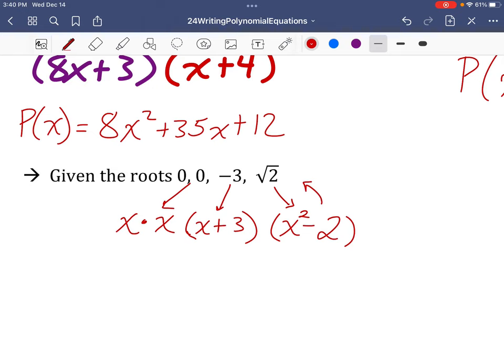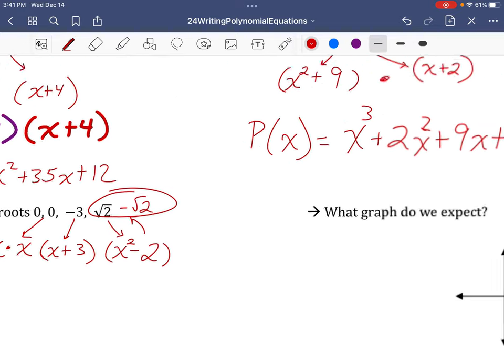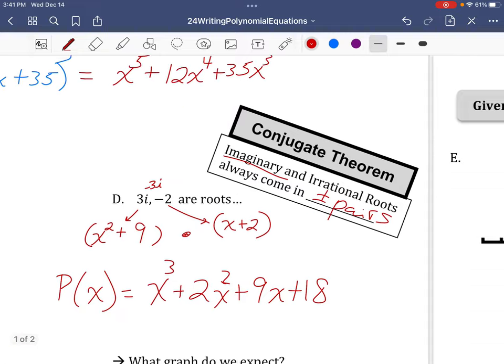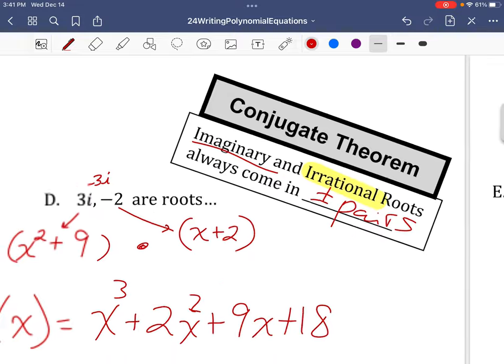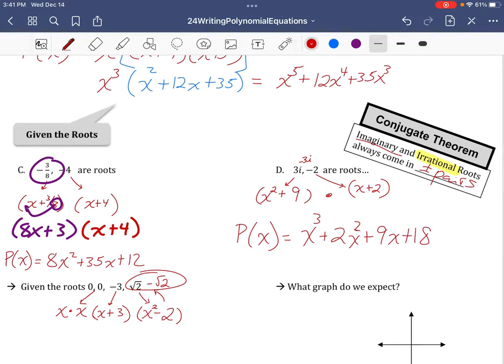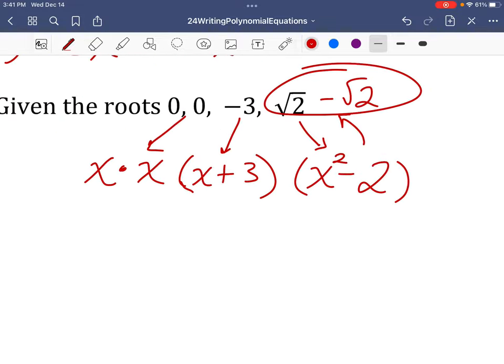What are you saying? You're saying that this should also be negative root 2? Yes, there should be a negative root 2 that also goes with positive root 2. You see, that's because irrational roots, roots that have a square root, also come in plus or minus pairs. And so we will always have an x squared when we see a square root.